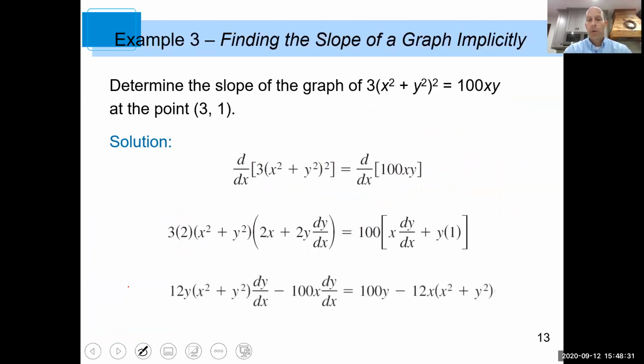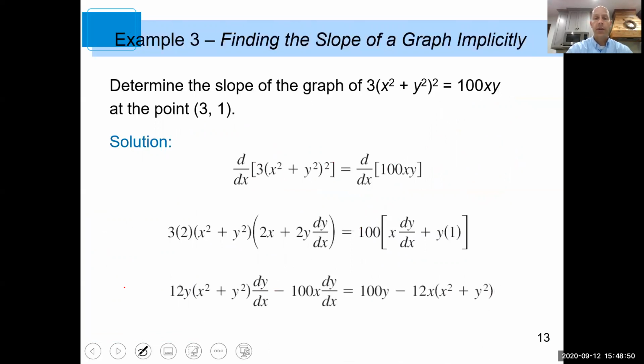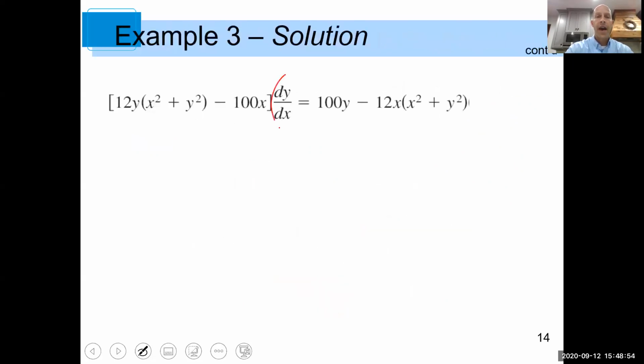Now what I want to do is clean this up a little bit and get all of the terms with dy/dx on the left-hand side. So notice everything over here is only in terms of dy/dx factors. Everything on the right, there are no dy/dx's. So I'm going to factor out that dy/dx. I had a dy/dx factor here and a dy/dx factor there. I factored that out. That's step 3.